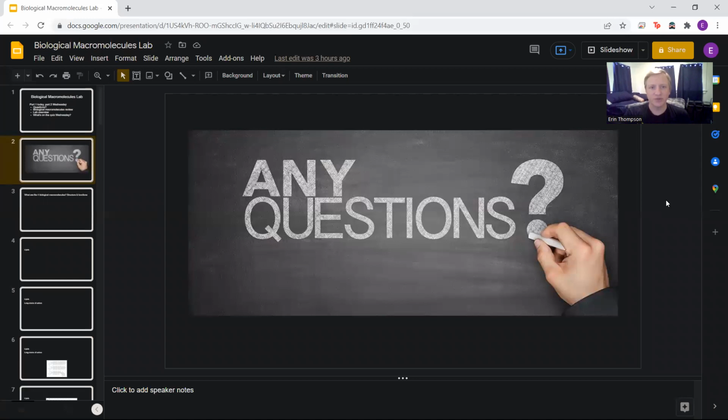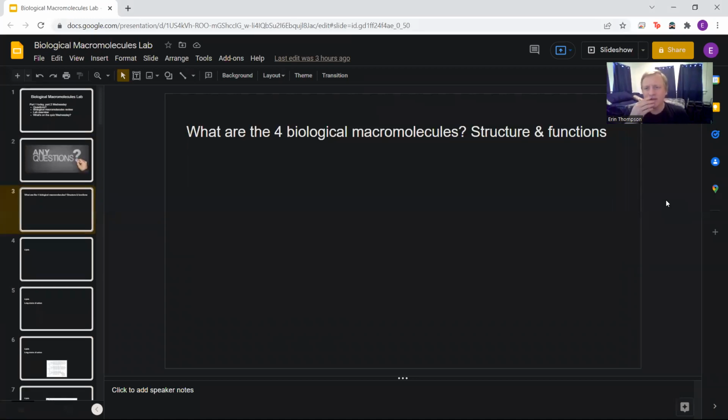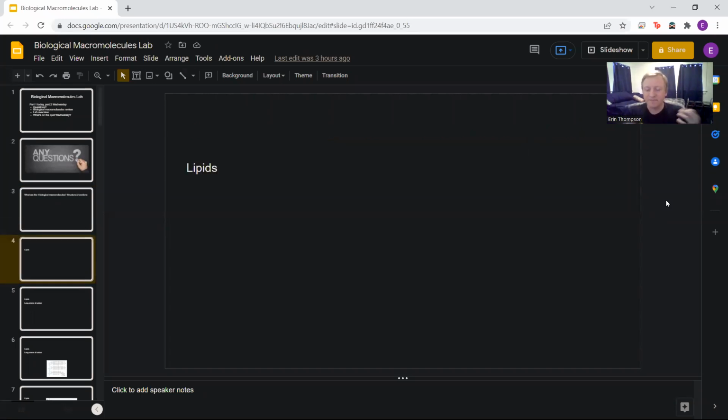Let's go ahead and trudge forward. So let's talk about the 4 biological macromolecules. Again, this should be review from way back in the day, but it's important to me that you know what the structure and functions of these things are, okay? So lipids.